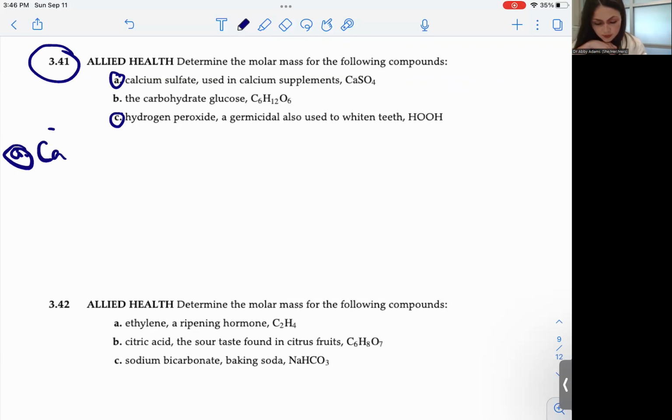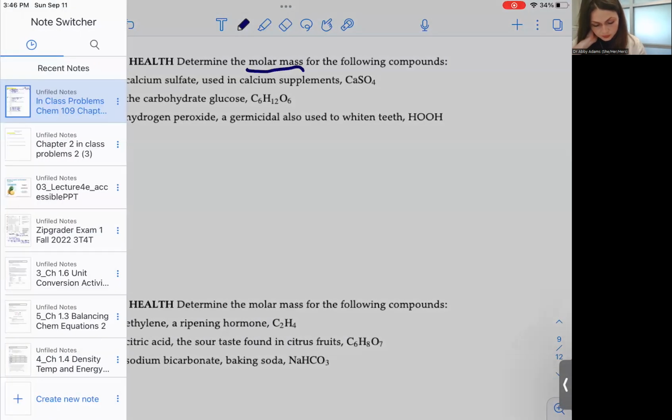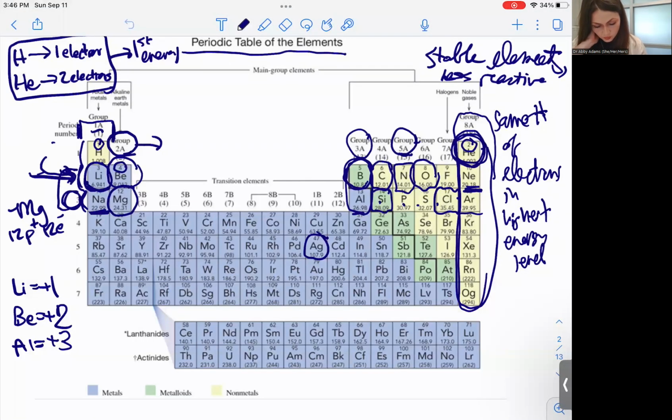All right, calcium sulfate. So how are we going to write that? We've got 1 calcium, 1 sulfur, and 4 oxygen. So how are we going to figure out the molar mass? Well, it's going to be the sum. We've got to get the sum here. Let's do calcium first. 1 calcium, 40.08.